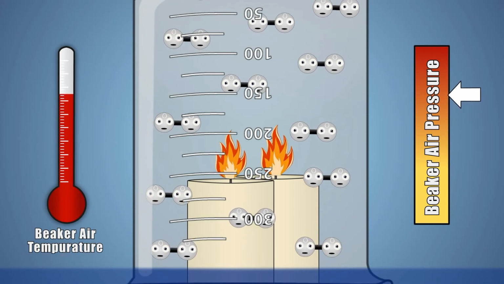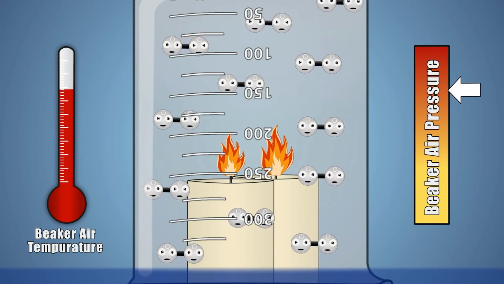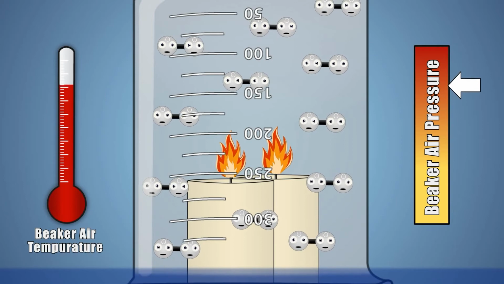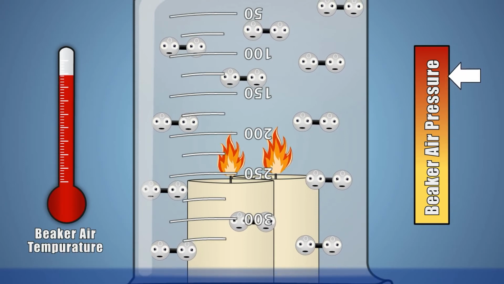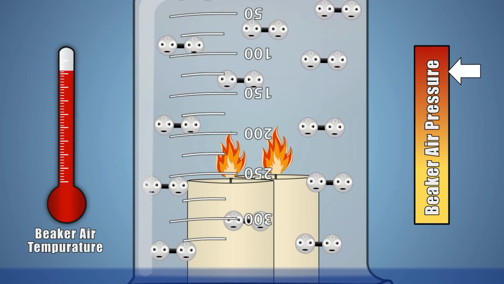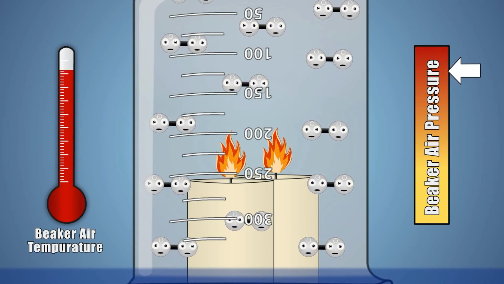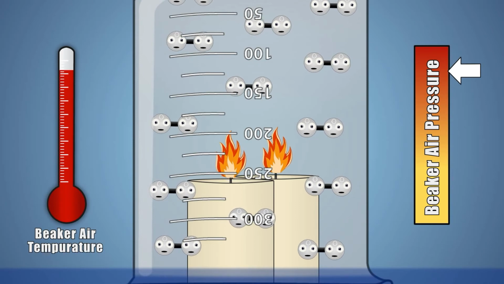This increase in air pressure under our beaker causes the water level under it to be pushed lower than the water level outside of it. The higher the temperature, or the more energy the air molecules get, the more pressure will be created under our beaker. As the candle flames burn, they use some of the oxygen contained in the beaker for combustion.